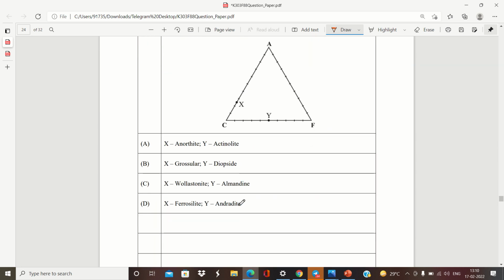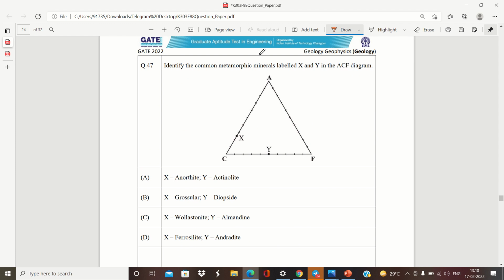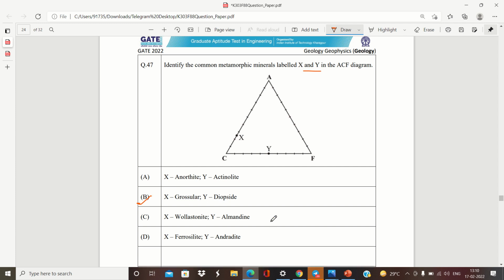Then another question is identify the common metamorphic minerals which are labeled X and Y in the ACF diagram. So this you can do only if you remember this triangular diagram, ACF, AKF and AFM. So for this, B option is our right answer. In the place of X it is grossular and in the place of Y it is diopside.